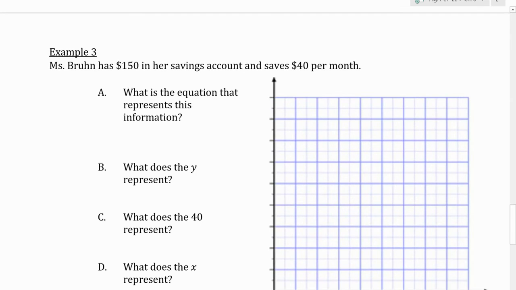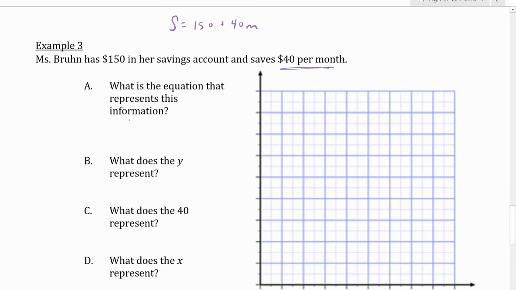Down here, you've got 150 in savings, and then you're going to save $40 a month. So your savings, you start out with 150, and you add 40 for every month that you save. So what's the equation? So if we do y equals mx plus b, we'd make it 40x plus 150. So the y is the dollars in the savings. 40 is the rate of change, because you save $40 per month.